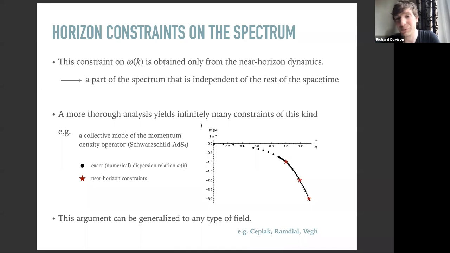To illustrate this, I'm just showing here a plot of a dispersion relation of some quasi-normal mode of the momentum density operator in Schwarzschild AdS4. These black dots are exact computations from some numerics. And these red stars are indicating where this near horizon analysis tells you there has to be a quasi-normal mode. I've just plotted three here, but you can see there really is a quasi-normal mode passing through these points. And there really is more than one of these points. In fact, there's infinitely many.